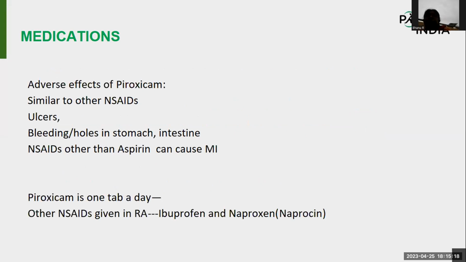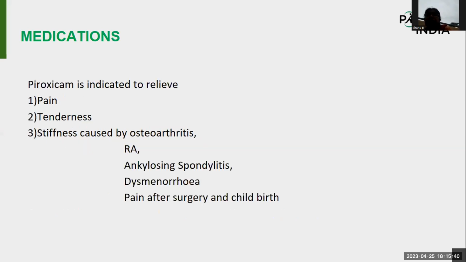The adverse effects of piroxicam are similar to other NSAIDs, like ulcers, bleeding, and holes in the stomach and intestine. NSAIDs other than aspirin can also cause MI. Because piroxicam's half-life is 50 hours, it is prescribed as 1 tablet a day. Other NSAIDs given in rheumatoid arthritis can be ibuprofen and naproxen. So piroxicam is used to relieve pain, tenderness, and stiffness.